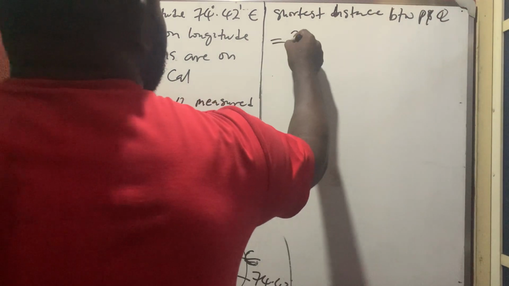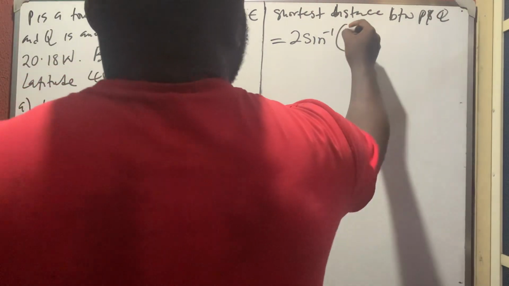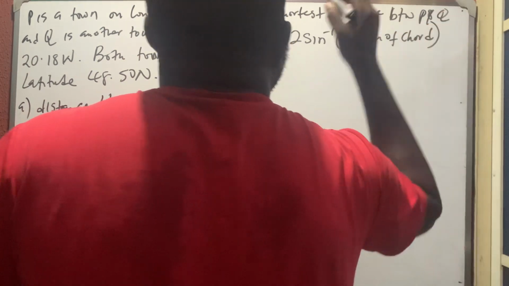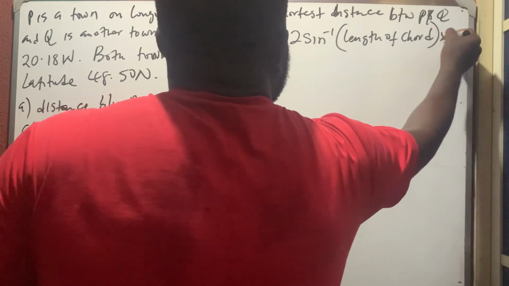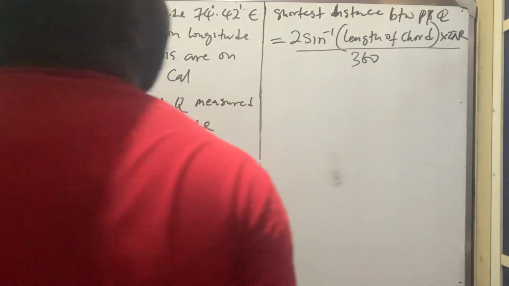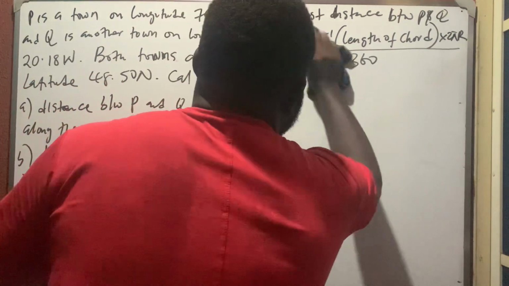2 sine inverse of that length of chord. Yes, length of chord. Okay, then times 2 pi big R all over 360. I think this one will be very cheap for you to understand. Okay, 2, but the length of chord has 2 pi R. That is where the problem is. So we cannot use 2 lengths of this.